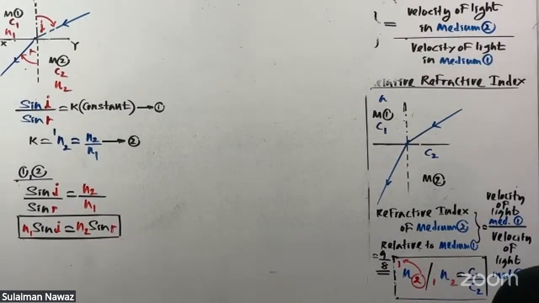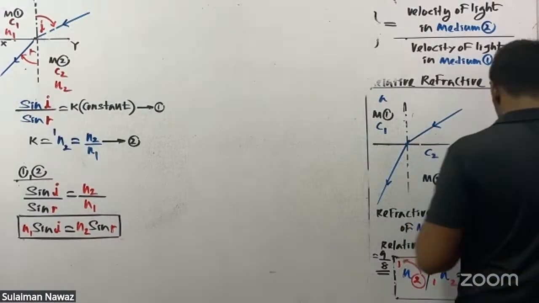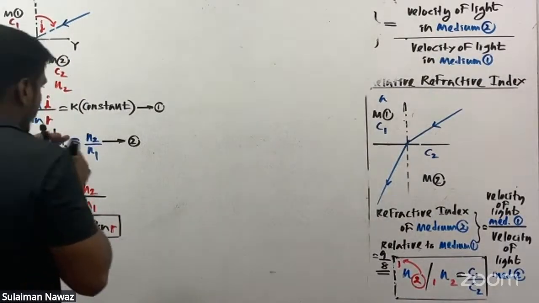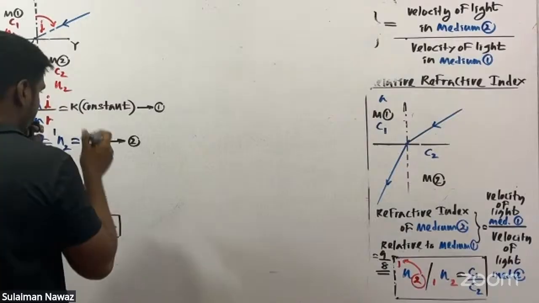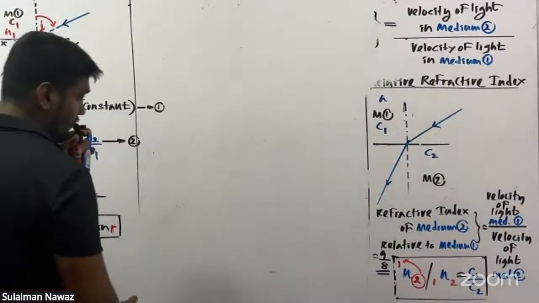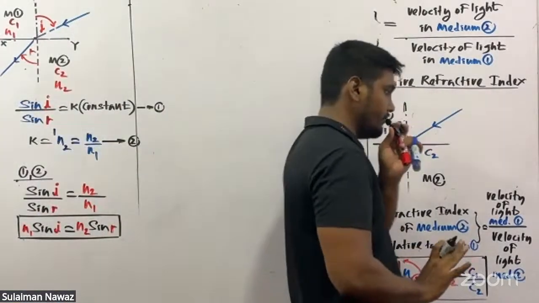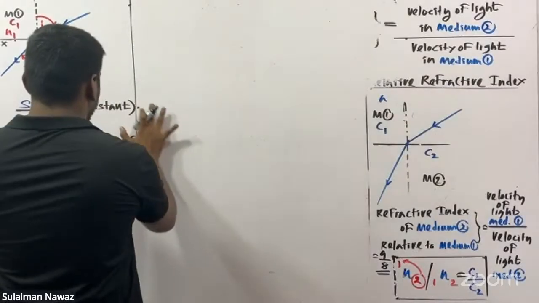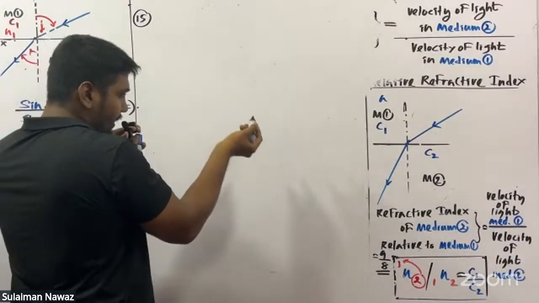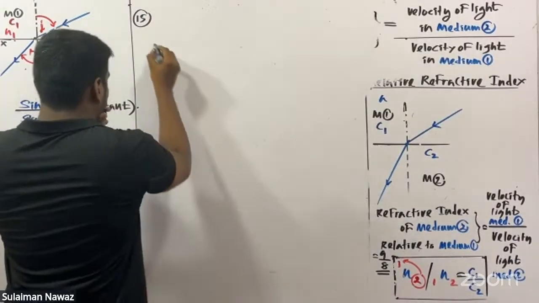Now 15. They say that a light ray travels from air to glass. If the incident angle is 60°, what is the refracted angle? Now you have to use this equation, the Snell equation. I do a diagram also, though there is no need for the diagram to get the answer. But I do the diagram also.